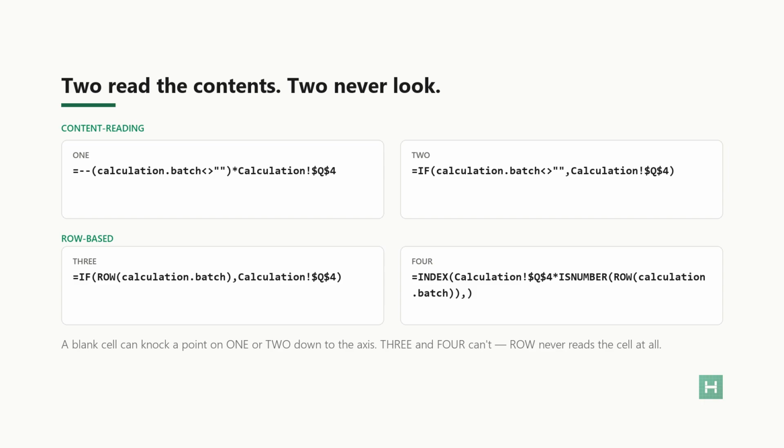So the comparison is 2 against 2. The 2 that read the batch column can have a point knocked down to the axis by an empty cell. The 2 built on ROW cannot because ROW reports position and never looks at a value. Between those 2 I use ISNUMBER, and my reasons are preferences, not corrections. It multiplies cleanly. True times a number is that number, and it reads as a declaration of shape rather than a test. I would rather tell you that than invent a fault the other one does not have.